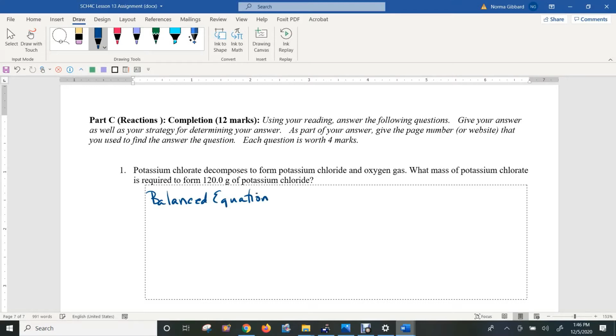So we have potassium chlorate, KClO3, and it is producing KCl and oxygen. Now, if we take a look, we have 3 oxygen, 2 oxygen. So we'll put a 3 here and a 2 here. And if we put a 2 here, we have to put a 2 here. And now we are balanced.